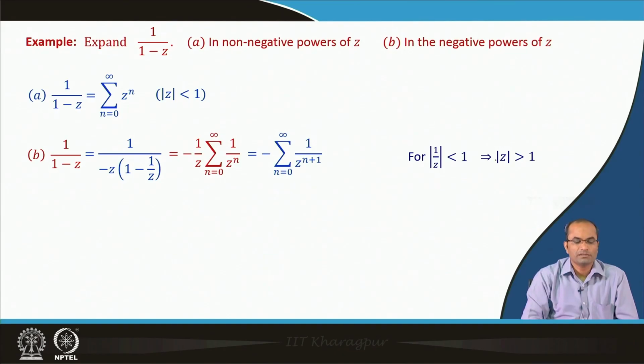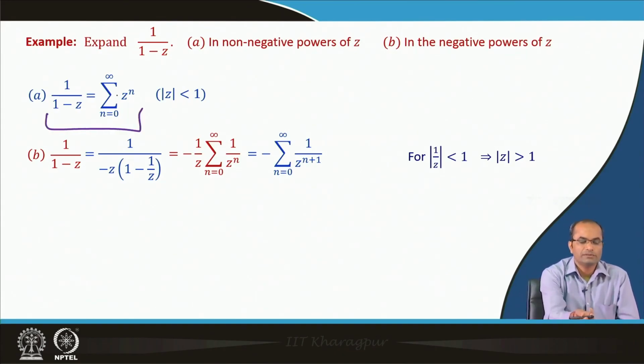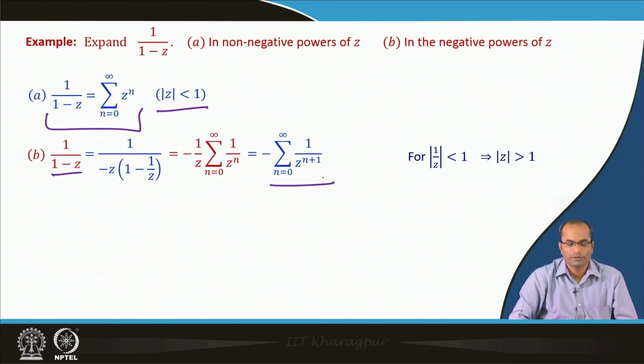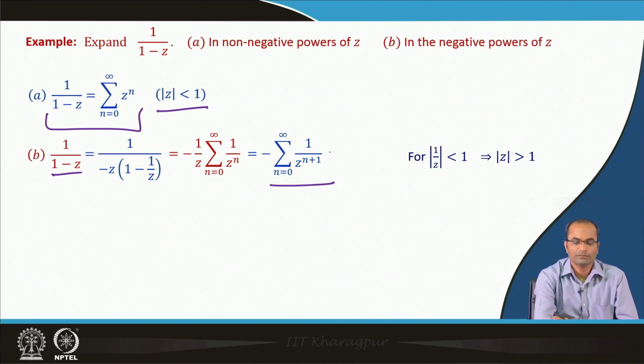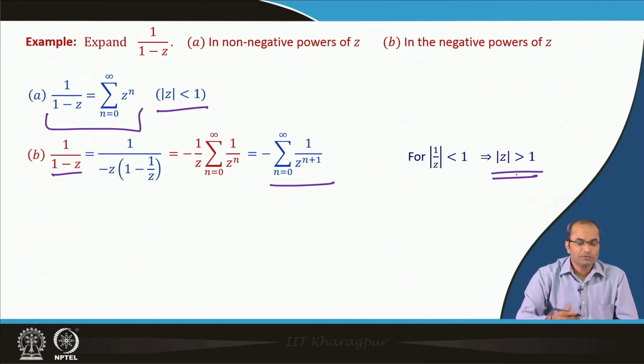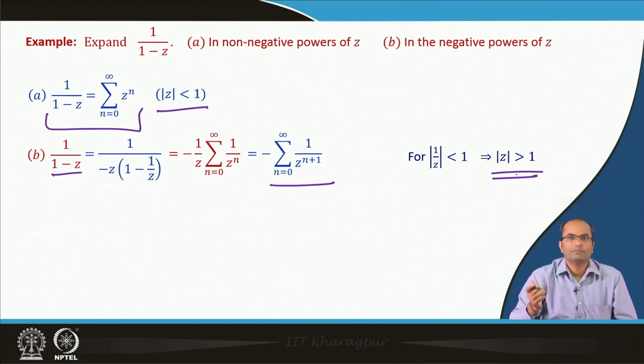So, we have two expansions for this 1 over 1 minus z: one which we have seen earlier, the so-called Taylor series expansion, valid in mod z less than 1, and another one which has only the negative powers of z, and this expansion is valid for mod z greater than 1. So, with these two extreme expansions and one more example which we will see now, we will be able to write down expansions for many other functions.